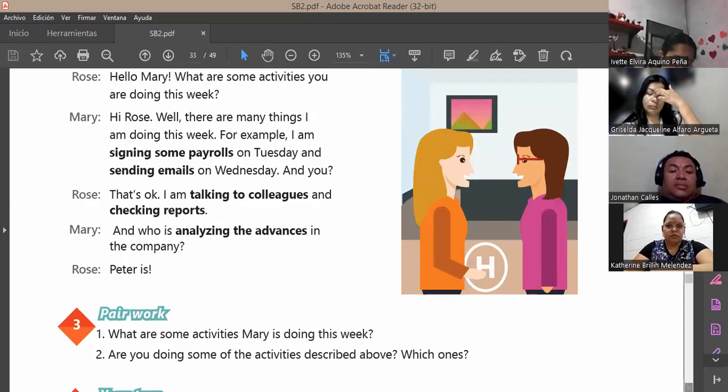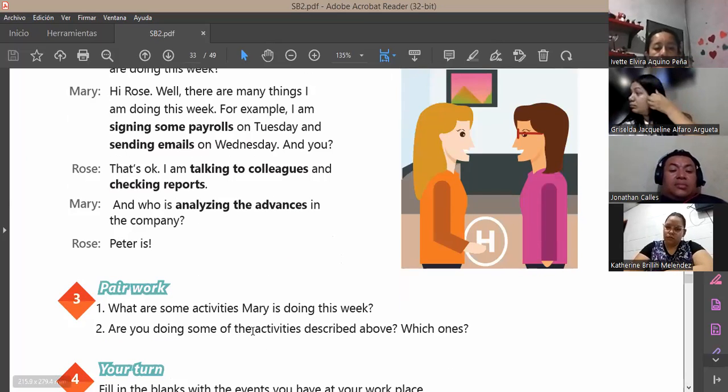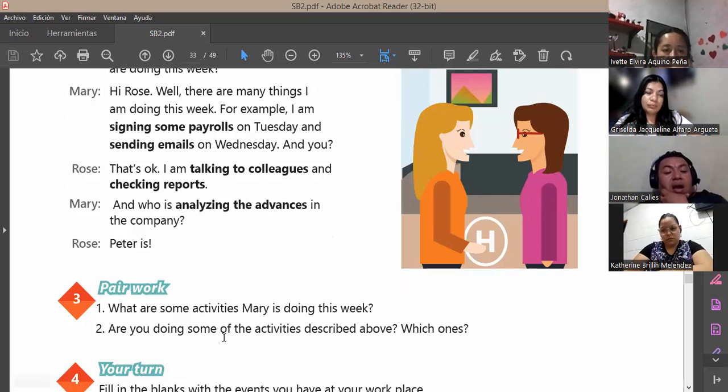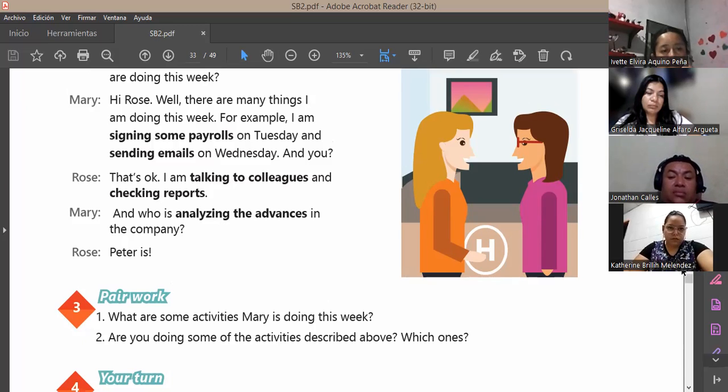So let's look at the next question. It says, are you doing some of the activities described above? Above es arriba, okay? Es en la conversación. For example, do you sign payrolls in your company? Do you send emails? Do you talk to colleagues? Do you check reports? Do you analyze the advances? A ver, ¿qué actividades de esas hacen ustedes?